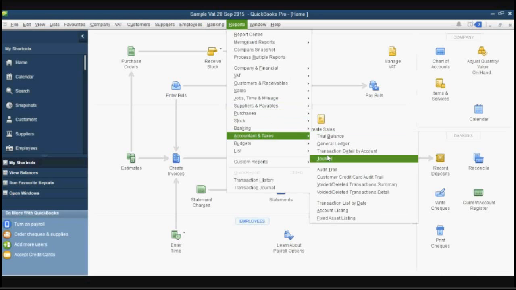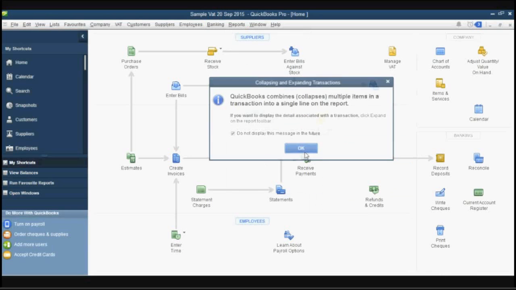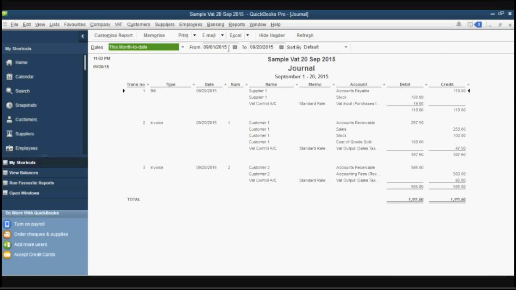So let's see our journal entries. You see transactions number 1, 2, 3. You see the debits and credits are exactly the same as I mentioned before. This is the sale of the item, and the third one is the same, the sale of the services.